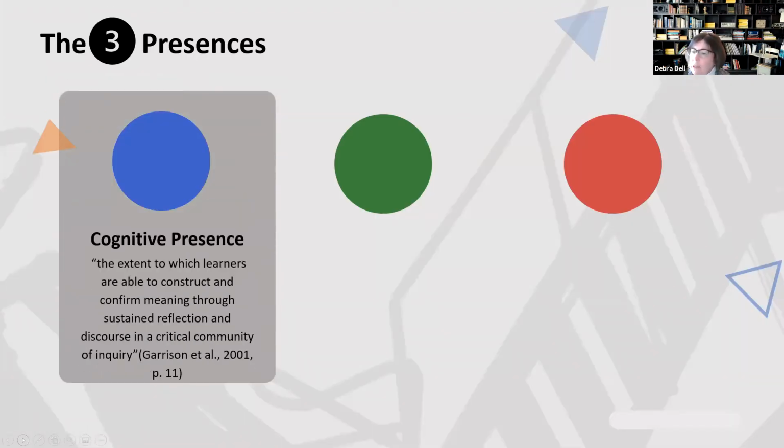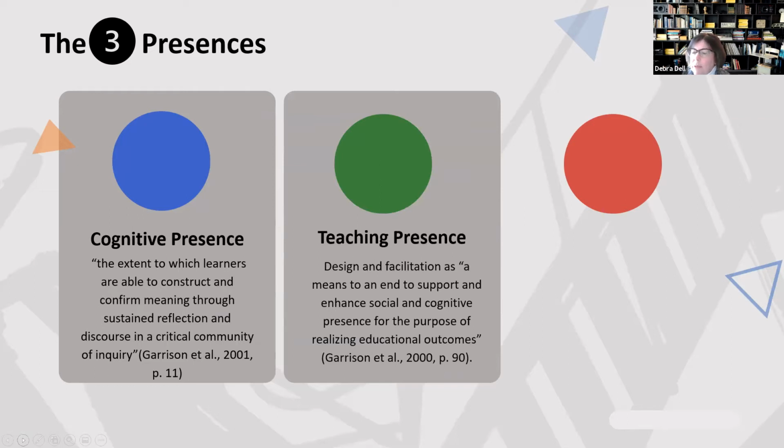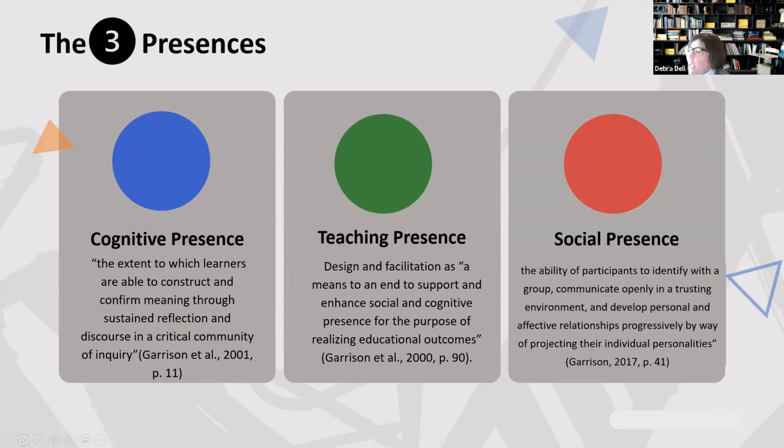Essentially, I won't go through this in too much detail because you're so familiar with the model. Those who are familiar with it always know the main presences. The cognitive presence is the extent to which learners are able to construct meaning and use reflection and critical discourse to approach the course content. Teaching presence is a means to an end, to support and enhance the social and the cognitive presence for the purpose of realizing educational outcomes. And social presence is the ability to identify with a group and communicate openly in a trusting atmosphere.